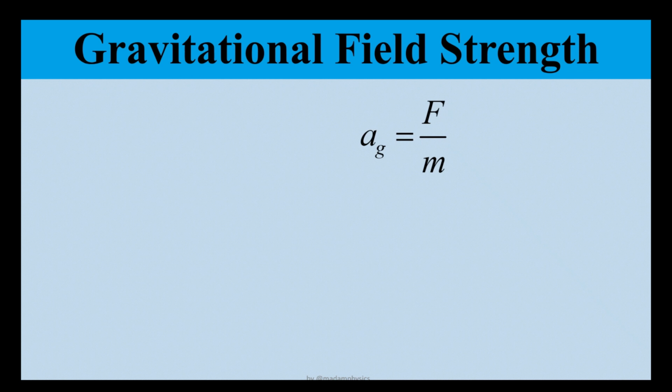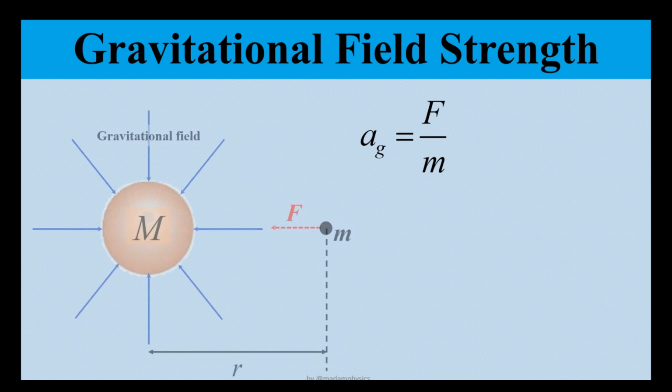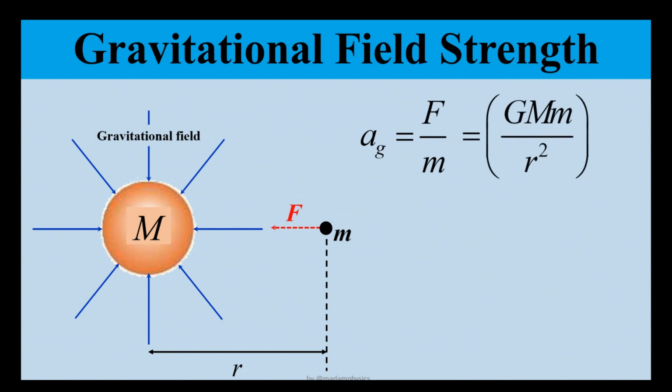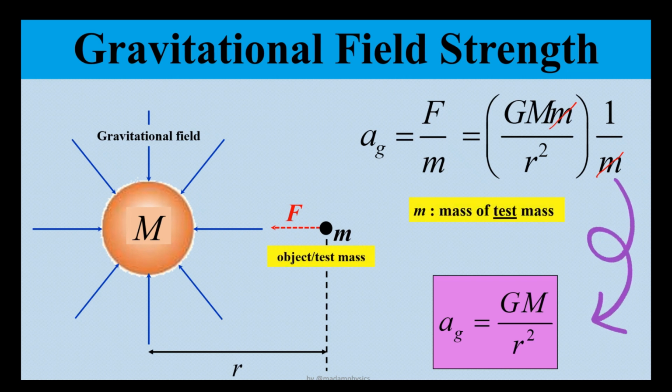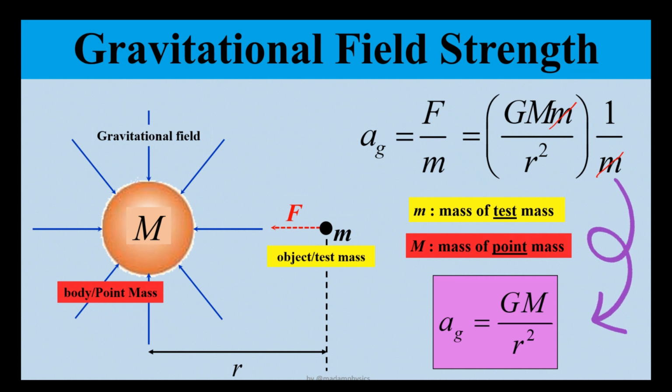From this formula, we then use the formula of gravitational force that acts on the test mass, which is F equals GMm over r squared, divided by the mass of the test mass. By cancelling the mass of the test mass, we get a simple formula to calculate Ag, which is GM over r squared. Here, we really need to differentiate between these two m. The small m represents the test mass and the big M represents the point mass. One thing you should remember when calculating Ag, the distance r here should be measured from the center of the point mass.